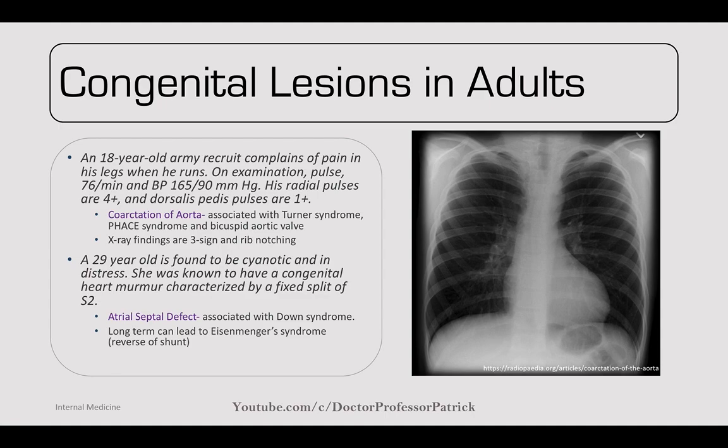And next up, we've got a 29-year-old that's found to be cyanotic and in distress. She was known to have a congenital heart murmur characterized by a fixed split of S2. So that buzzword there, fixed split of S2, is an atrial septal defect. It's associated with Down syndrome. And then long-term, you can get Eisenmenger syndrome or reversal of the shunt. So eventually, there's enough pulmonary hypertension that this reversal of the shunt can take it from a left to right shunt to a right to left shunt, or a cyanotic shunt.